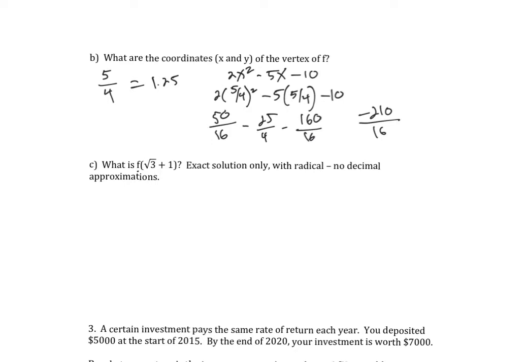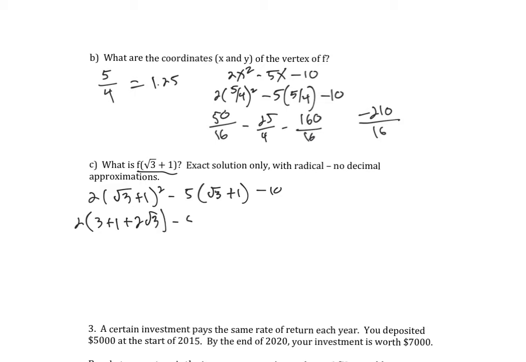Okay, the next one asks us to figure out what is f of root 3 plus 1. So we have to plug root 3 plus 1 into our equation. So we get 2 times root 3 plus 1 squared minus 5 times root 3 plus 1 minus 10. This is going to give us 2 times, when we square this, we're going to get root 3 times root 3, or 3, plus 1, plus 1 times root 3, plus another 1 times root 3, so plus 2 root 3, minus 5 root 3, minus 5, minus 10.